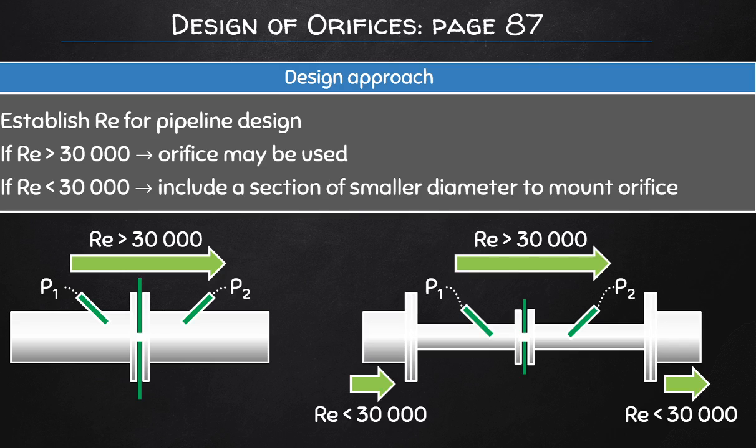However, if the flow rate yields a Reynolds number that is less than 30,000, one way that you can get around this issue is to reduce the pipe diameter. Obviously it still needs to be greater than 50 millimeters at the specific location that you intend to insert an orifice plate, such that a high enough Reynolds number is achieved and you have no calibration required for the coefficient of discharge.